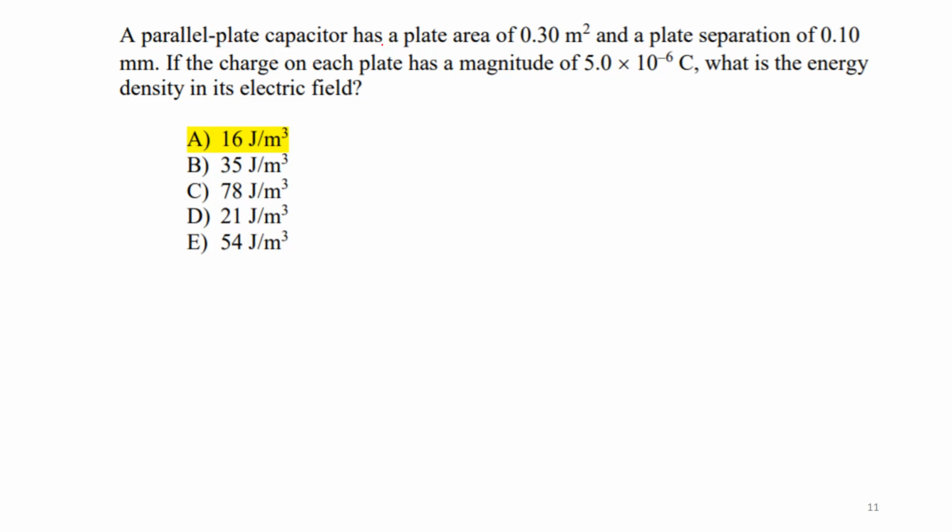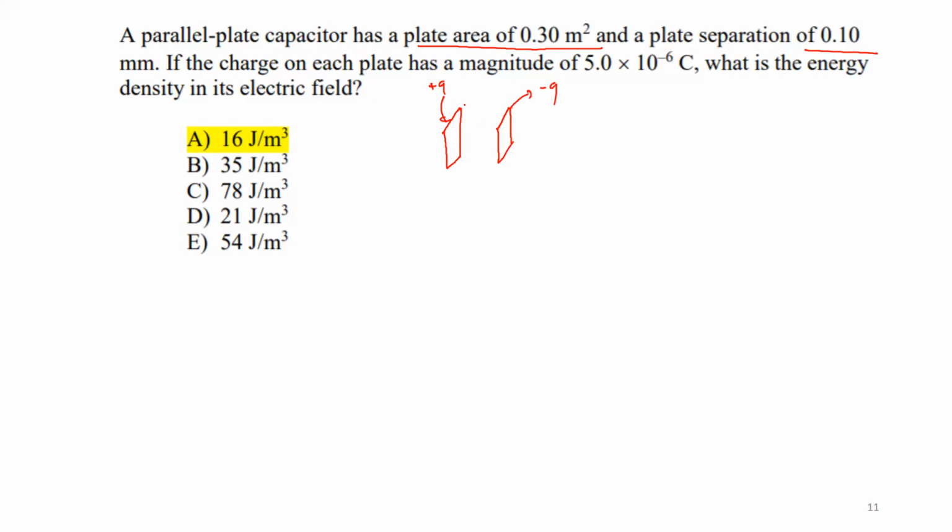I have a parallel plate capacitor and I give you the plate area and the plate separation. And I give you the charge on each plate. And I'm asking you, what is the energy density in its electric field? So you don't need to draw, but let's draw very quickly. I have two parallel plates. So this is charge, let's say plus Q. This is charge, let's say minus Q. But we say just charge Q, right?